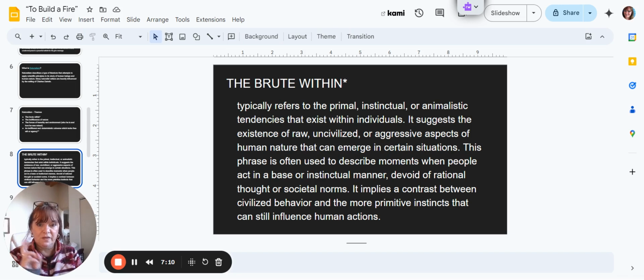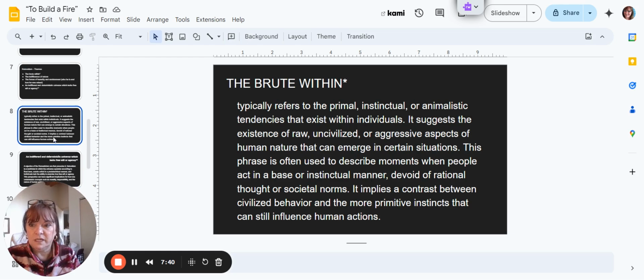So this brute within is used to describe moments when people act in a base manner or using their animal instincts, and they're overriding their rational thought or societal norms. It implies a contrast between civilized behavior and the more primitive instincts that can still influence human actions. So if we're under duress, which is what's going to happen to our character in this story, our more animalistic or instinctual natures come through.